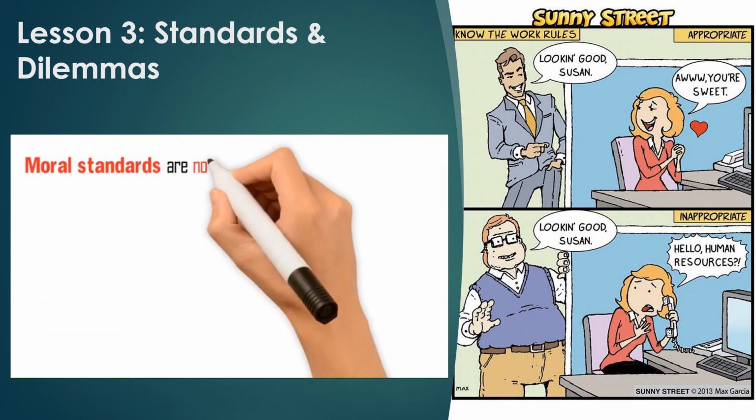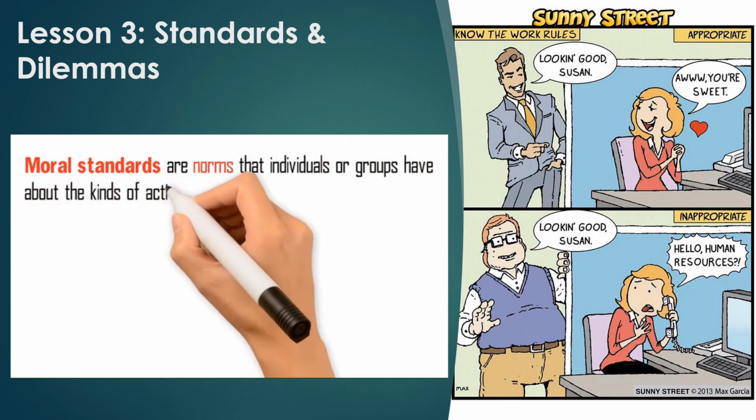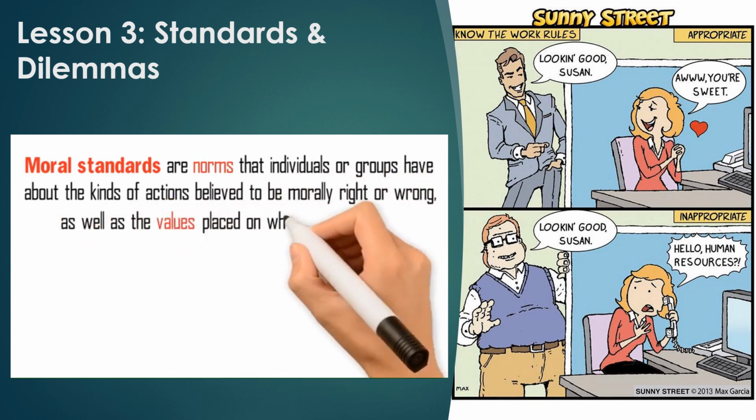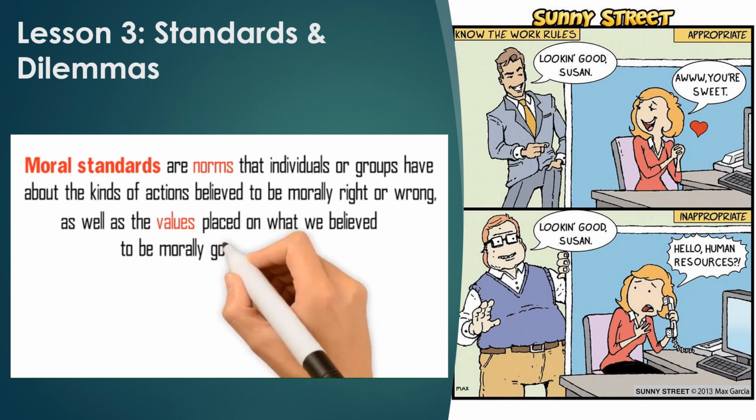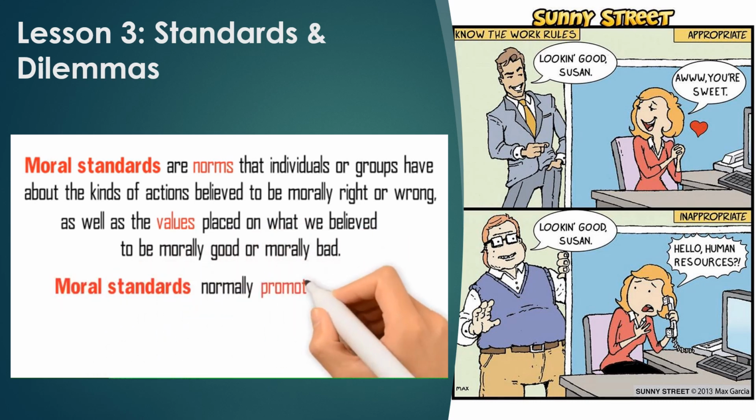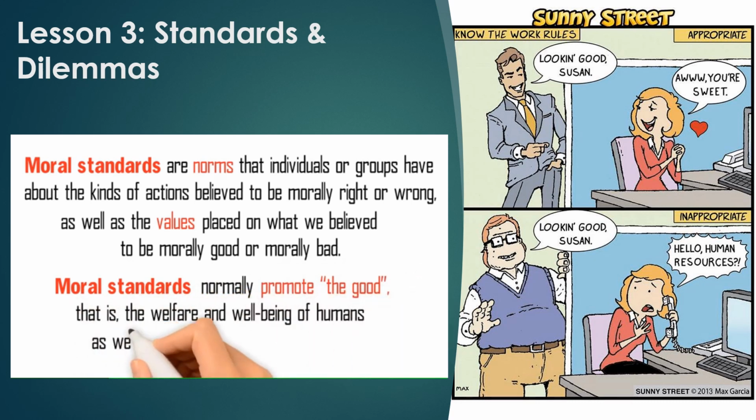Moral standards are norms that individuals or groups have about the kinds of actions believed to be morally right or wrong, as well as the values placed on what we believe to be morally good or morally bad. Moral standards normally promote the good, that is, the welfare and well-being of humans as well as animals and the environment. Moral standards therefore prescribe what humans ought to do in terms of rights and obligations.